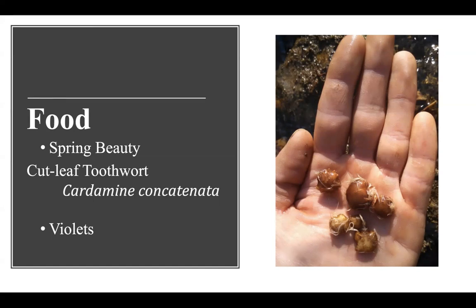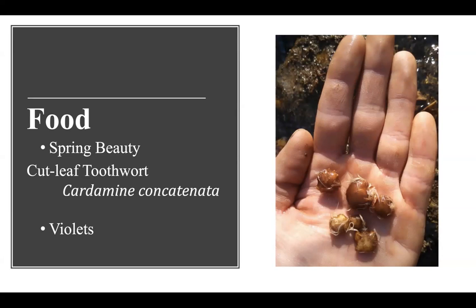Cutleaf toothwort that we have here, I don't think it particularly grows here naturally, but we have it. It is part of the mustard family, and people cut it up and add it to vinegar for a horseradish substitute. So those are two of the things that I found. I'm sure there are many, many more.